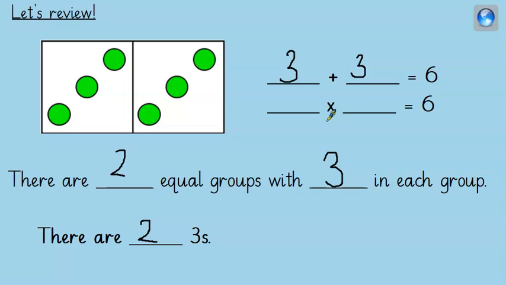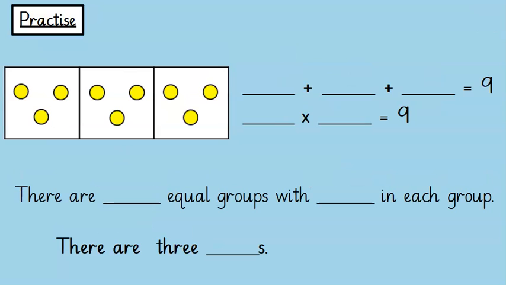But we can also use the multiplication symbol. So the multiplication symbol tells me how many times I've got something. So I've got 3. How many times? I've got 3 2 times. So I've got 2 times 3. I've got 3 2 times. Can you see that? 1, 2. Okay, so let's practice that a few times and then it will be your turn.